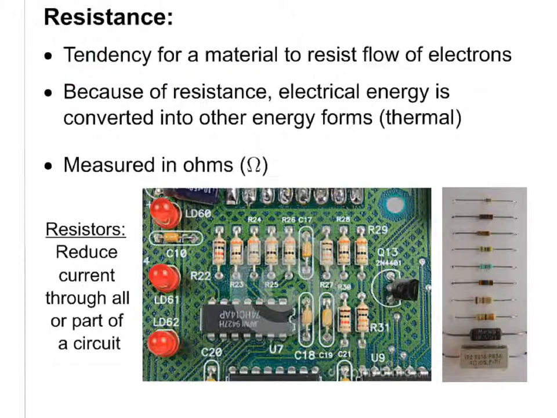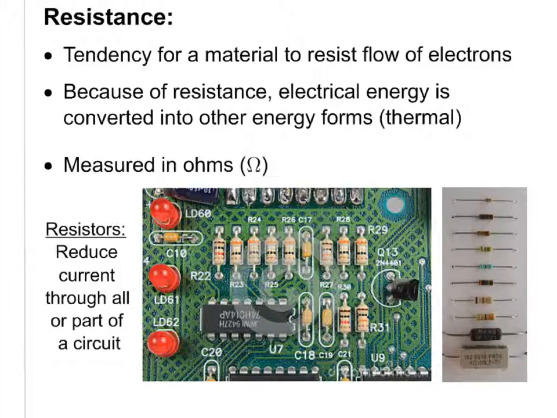Resistance is just the tendency for a material to resist the flow of electrons. So an item or a device that would resist the flow of electrons would be a resistor. Those are created to actually cause resistance. Because of resistance, electrical energy is converted into other forms such as thermal energy. A resistor reduces current through all or part of a circuit, and in the process of reducing that current, it transforms some of that energy into thermal energy. That's why your cell phone sometimes gets warm.